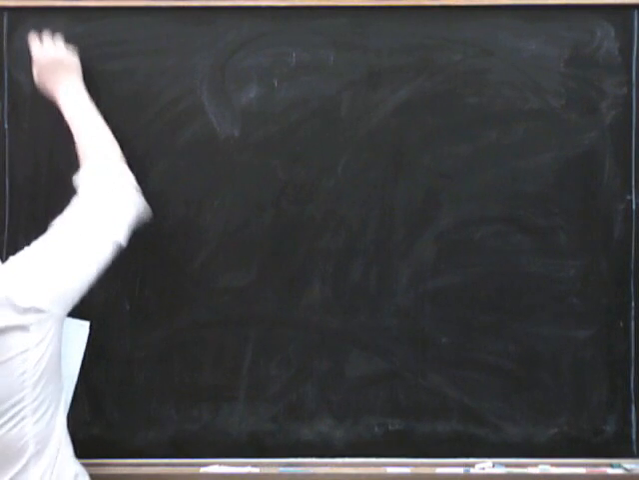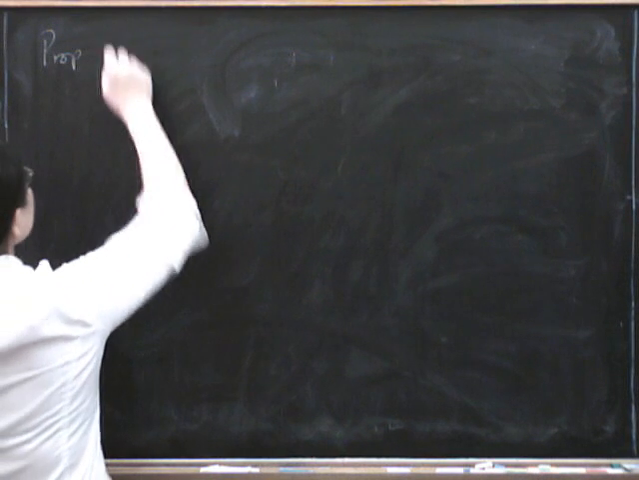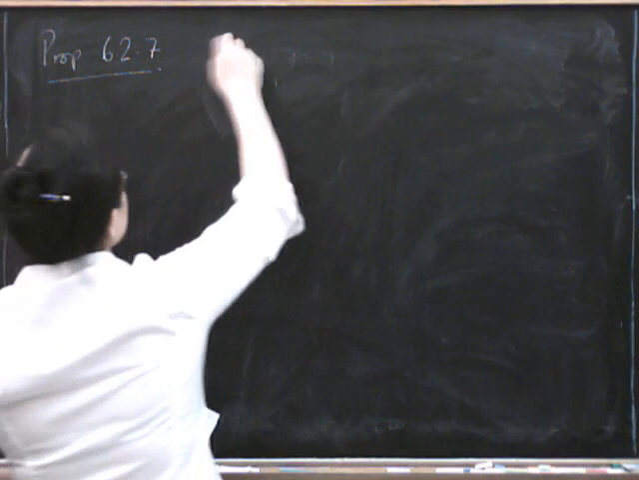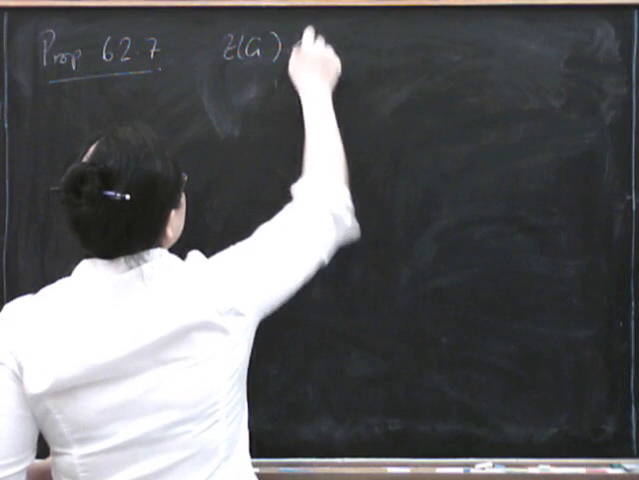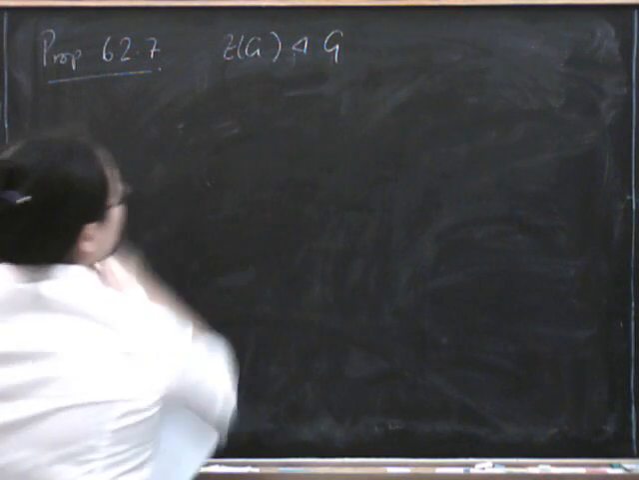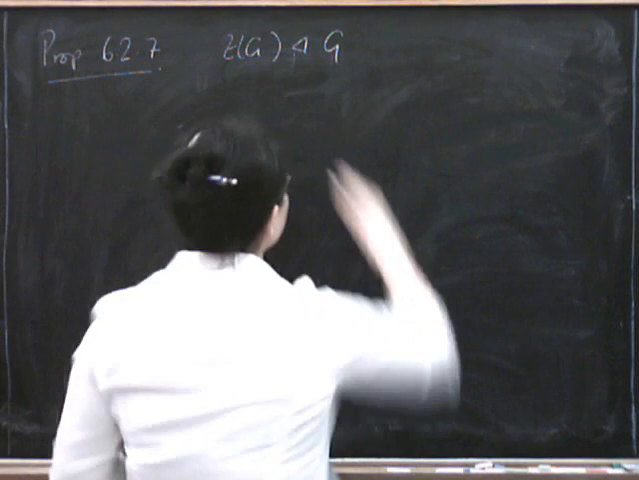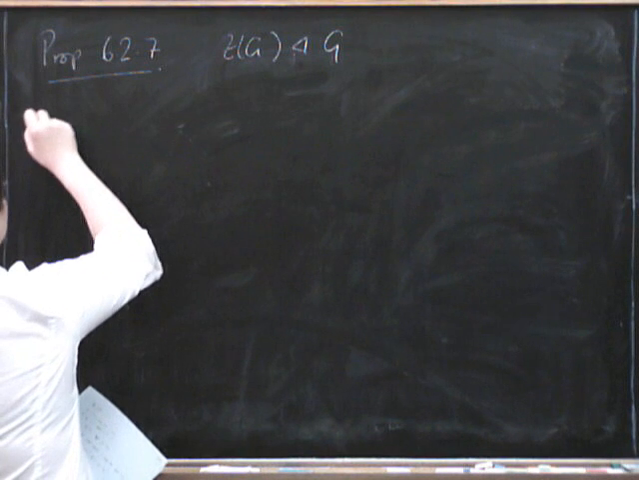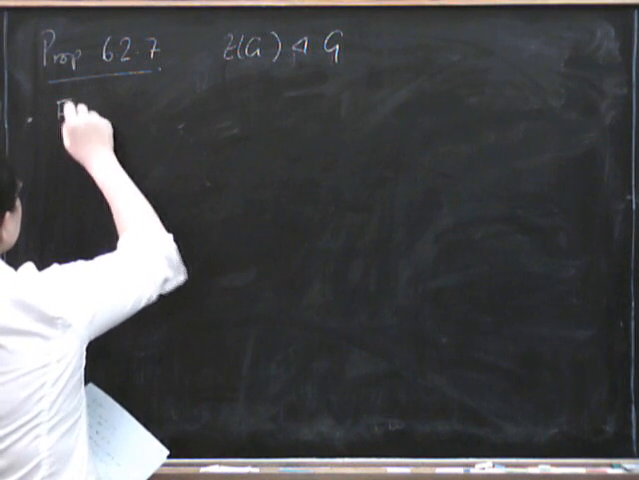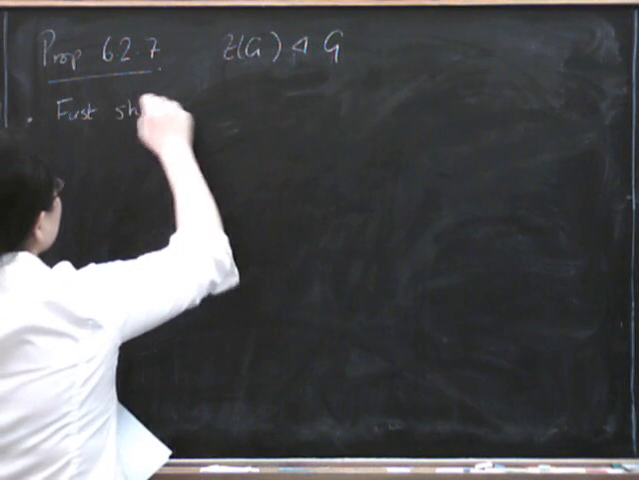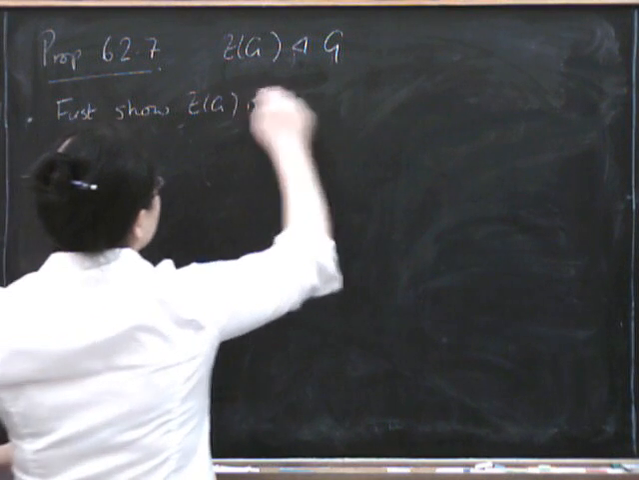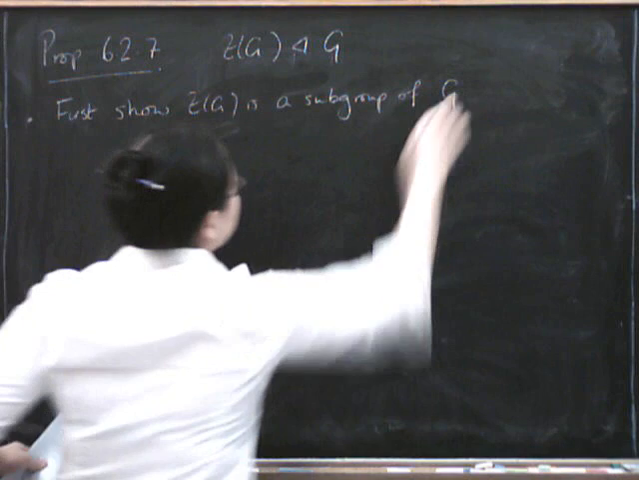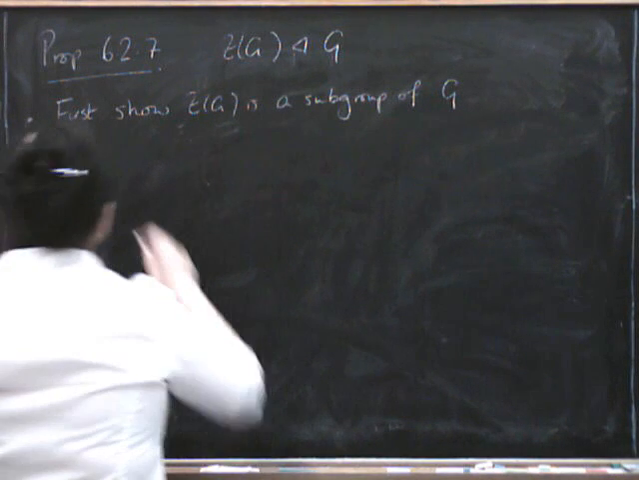Right, proposition 6.2.7: Z(G) is a normal subgroup of G. Okay, so that, remember, means it is a normal subgroup. So first of all, let's prove that it's a subgroup. First of all, let's show it's a subgroup. So we'd better show that it's closed under multiplication.